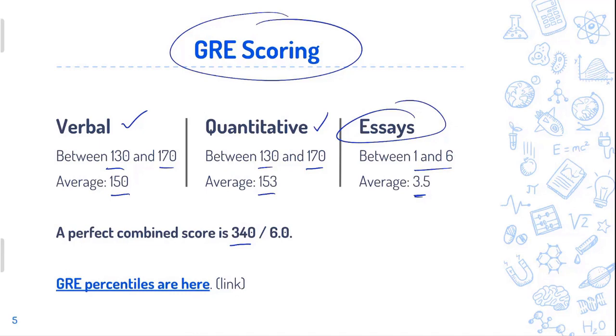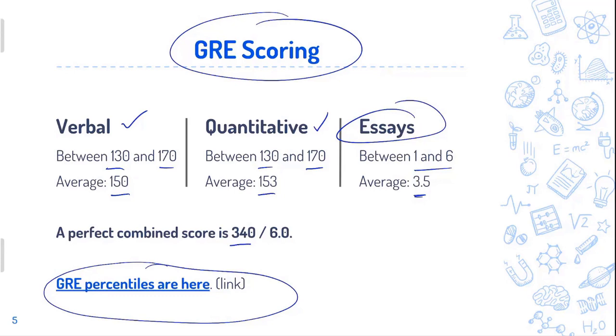So all GRE scores correspond to percentiles, and there's a link to the GRE's website listing the percentiles there. And for instance, if you're in the 90th percentile for a section, that just means you scored better than 90% of test takers on that part of the GRE.